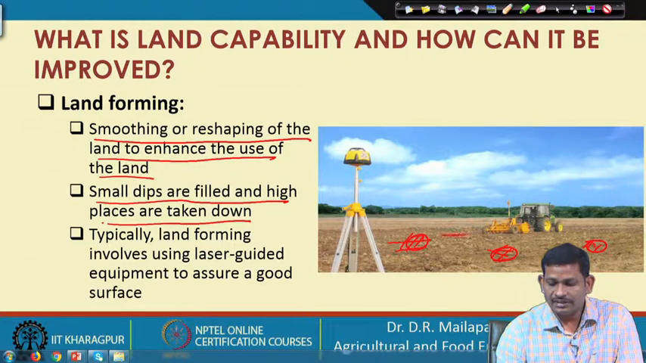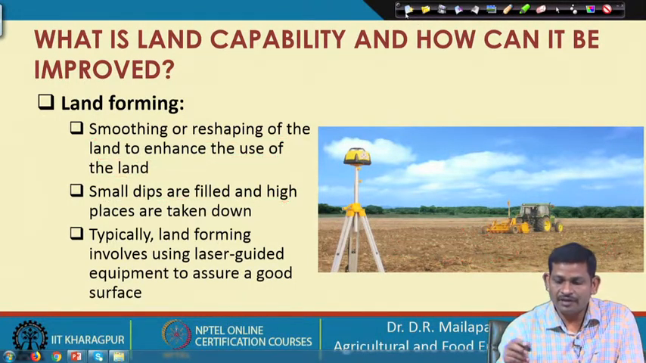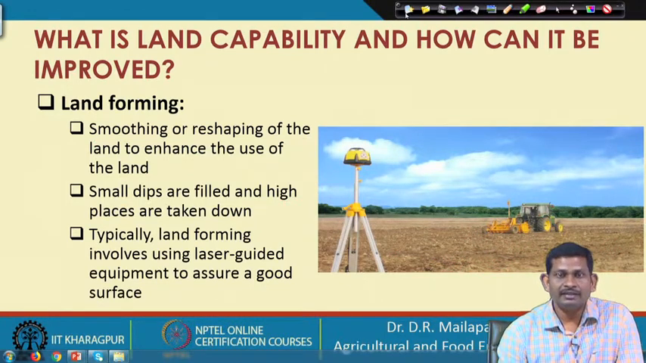So, what happens if there is a depression here? There will be more water content, so the moisture content will be more here and less here. That kind of non-uniformity can be avoided in the case of properly graded lands.